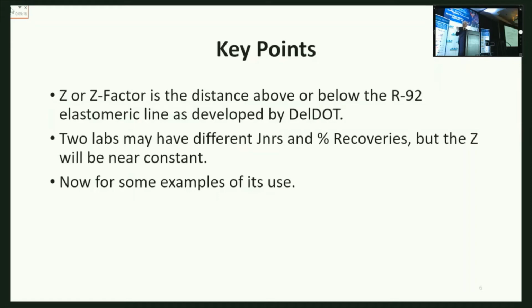Okay, so far, two key points. The Z or Z factor, as Greg Harder calls it, is a distance above or below the elastomeric line on R92. Two labs can have different JNRs and percent recoveries, but the Z between the two will be near constant. So let's look at a few examples.